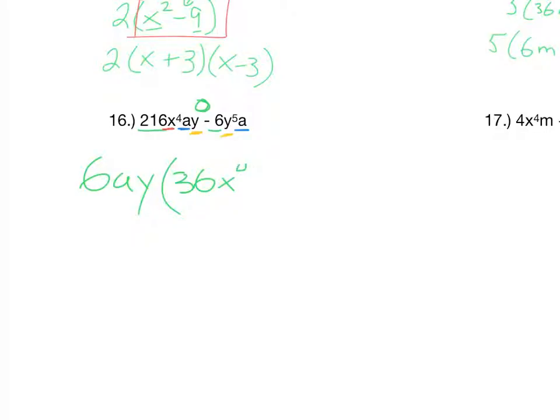We didn't do anything with the x to the 4th, so I'm just going to bring that down. Then a and a, these two a's here, are going to cancel out. And so are the y's. So it's just 36x to the 4th. That's minus 6 divided by 6 is 1. Right? These a's here are going to cancel out. And then y to the 5th divided by y would be y to the 4th.